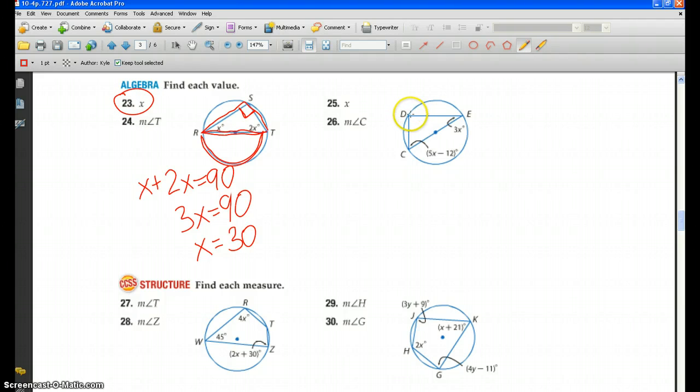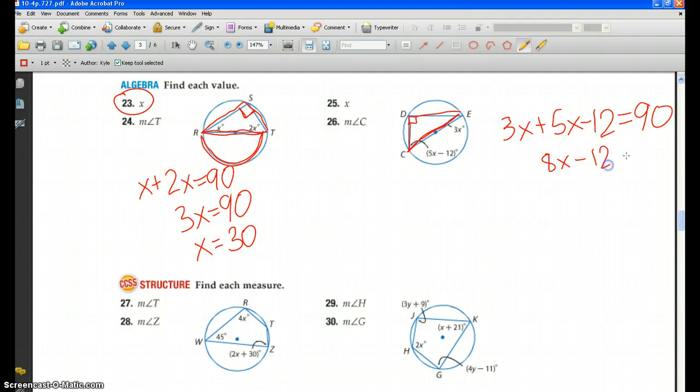On 25, similar setup. So we have a diameter, which means that we have a right triangle, which means that my 2 acute angles, 3x and 5x minus 12, must add up to 90 degrees. So we combine our like terms and we get 8x minus 12 equals 90. We add 12 to both sides and we get 8x is equal to 102, and we divide both sides by 8, and we get x is equal to 12.75.